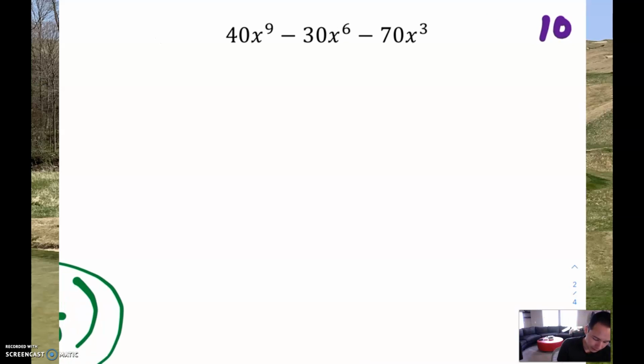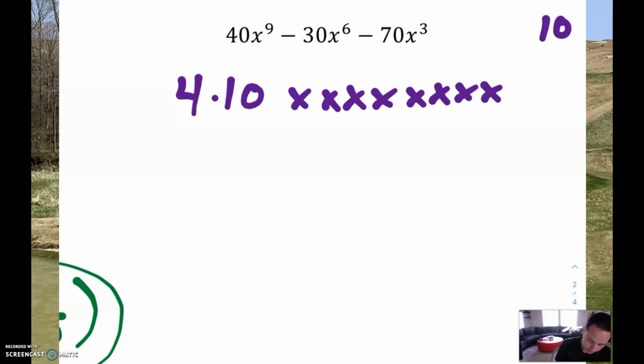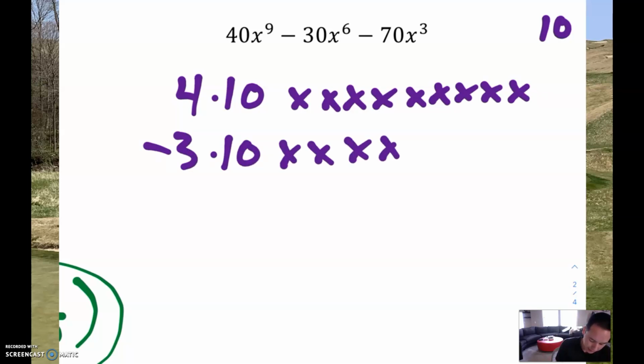So we write the first one as 4 times 10, x to the 9th. Next one is going to be negative 3 times 10, x to the 6th. And the last one is negative 7 times 10, x to the 3rd.